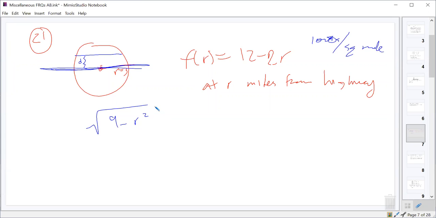And what is the population along some strip of city? Because this entire strip, if it's infinitesimally thin, is all the same distance away, right? The density there is this 12 minus 2R. And so how are we going to relate all these things together between this equation and our 12 minus 2R? How do we find number of people? Or how do we get people per square mile to integrate to get people?